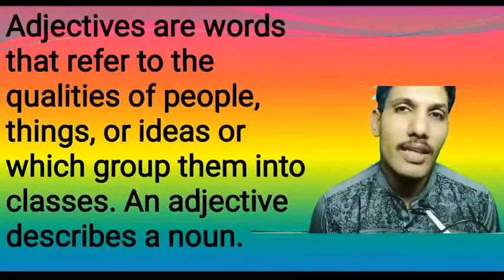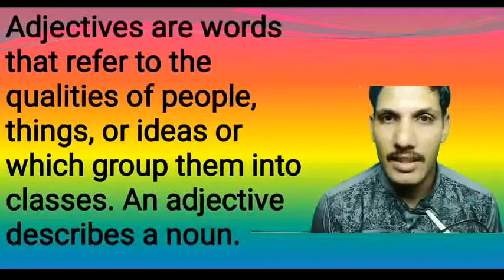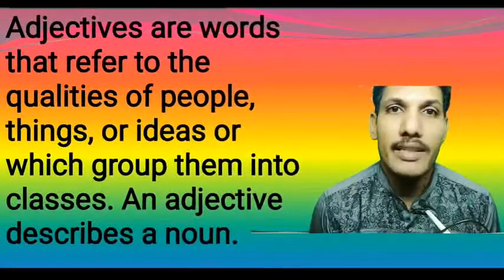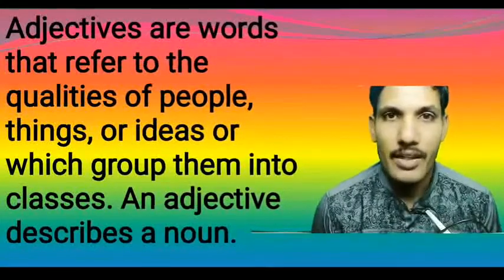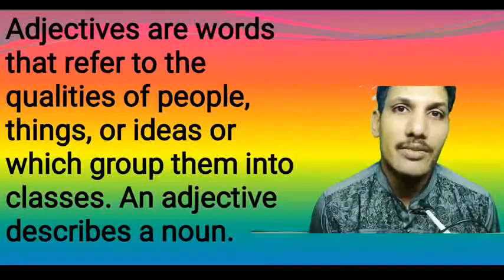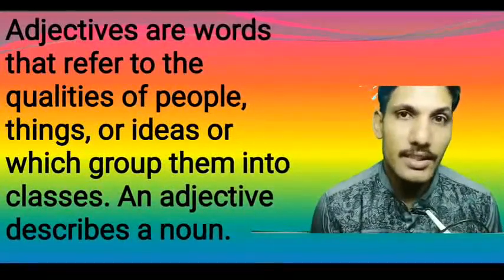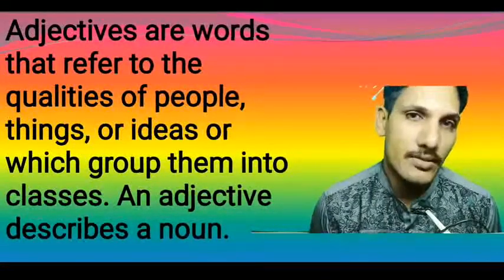Likewise, in our next example, John is an obedient child. Here, obedient is the adjective. Now let us see how we can use the adjectives in a sentence. Normally, adjectives can be placed in two places.